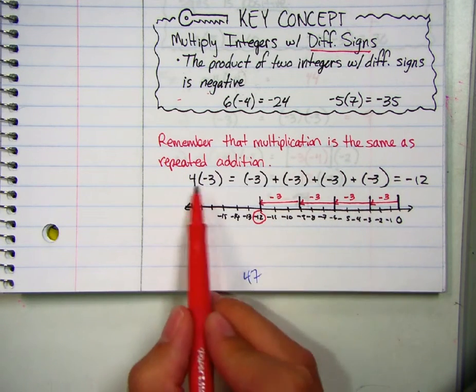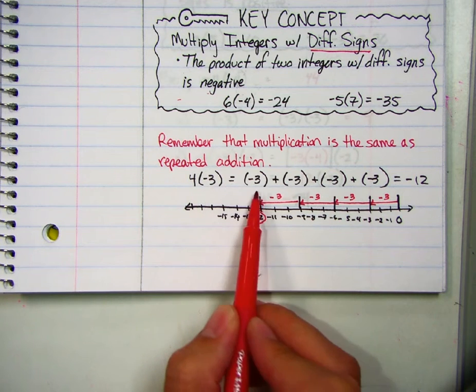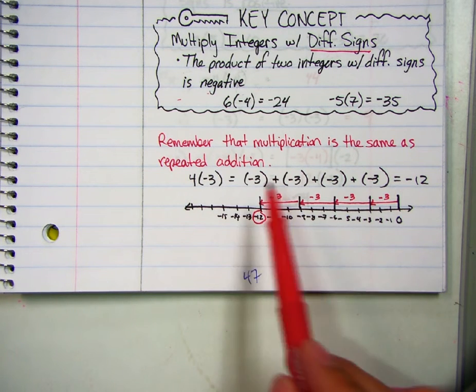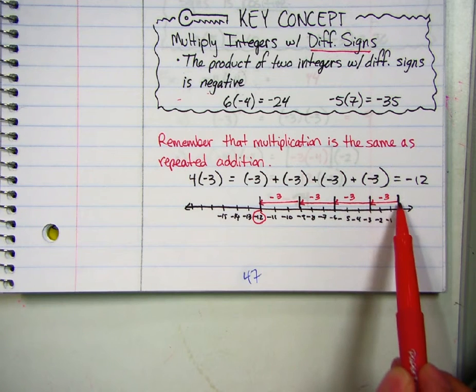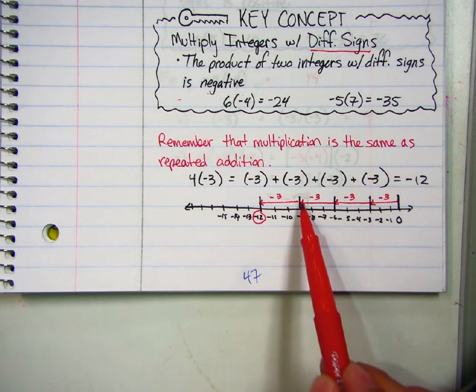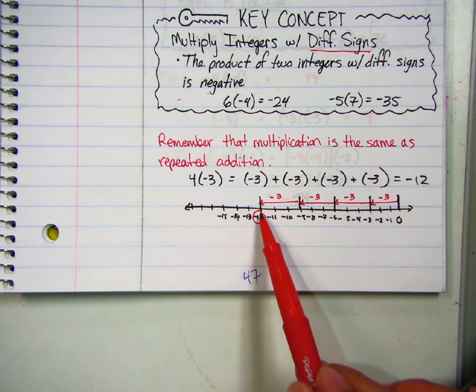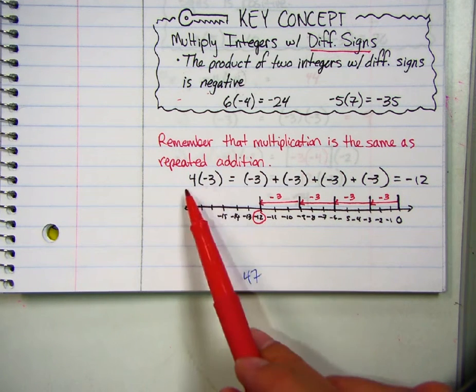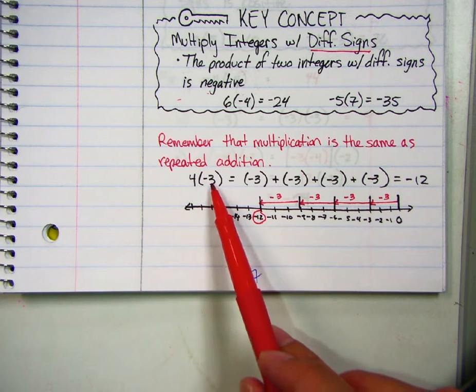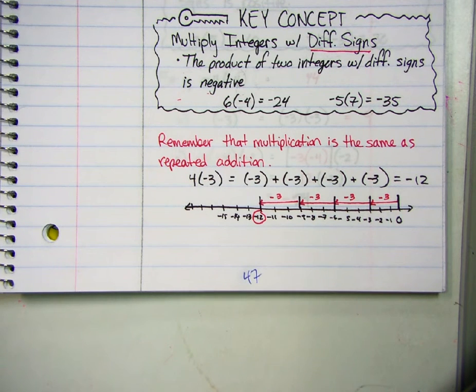Think about it. 4 times negative 3. That's like negative 3 repeated addition. That's 4 groups of negative 3. So you start with negative 3, negative 3, negative 3, negative 3 again. So that would bring you to negative 12. So think of it that way. A positive times a negative is going to end you up with a negative value.